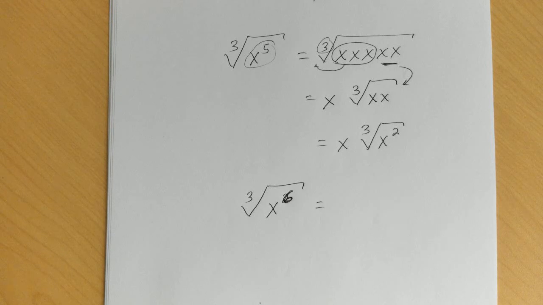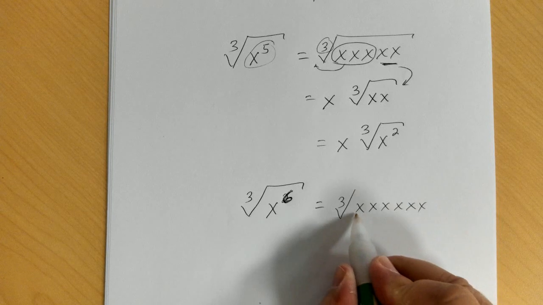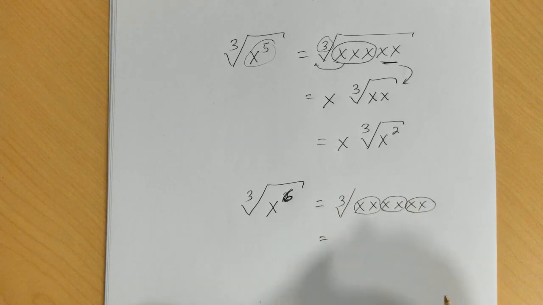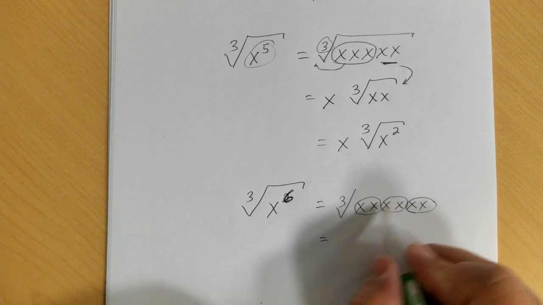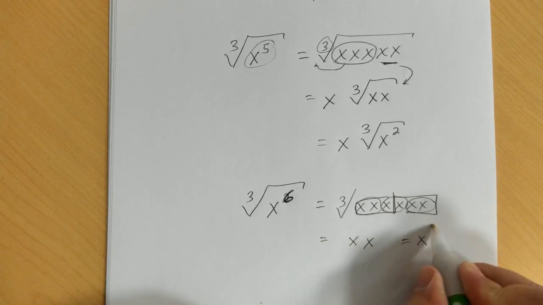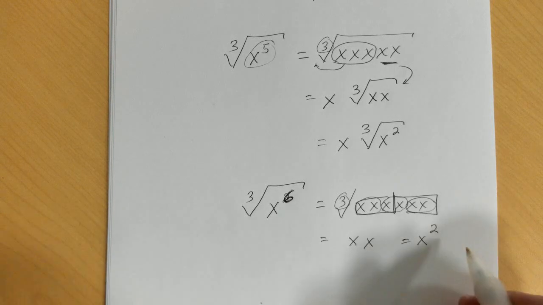Answer is not 2. What's that? I think you said it right. So we have 6 x's in there. Here is 1 pair, here's 2 pairs, and here's 3 pairs. So there's 1 cube, and there's 2 cubes. X and X, which makes it x squared. Because we have to put them in groups of 3.